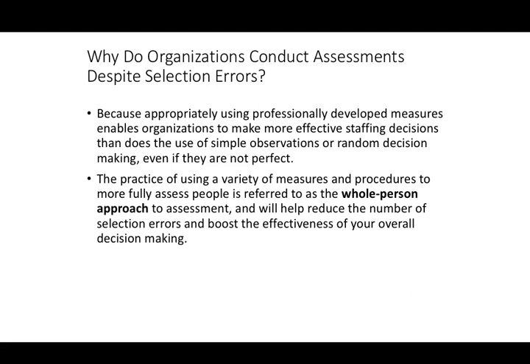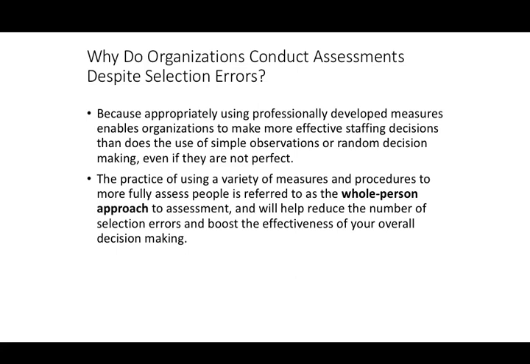So the next slide asks a really important question: why do organizations conduct assessments even though there are still going to be selection errors? Because we're looking for a system that gets us a better result than if we had randomly chosen someone, or if we said, I'm looking at one characteristic, that characteristic is fine, I'm going to hire them; they don't have that characteristic, I'm not going to hire them. So when you use a single observation, or random assignment, hire, not hire, hire, not hire, randomly, that's not going to be good enough.